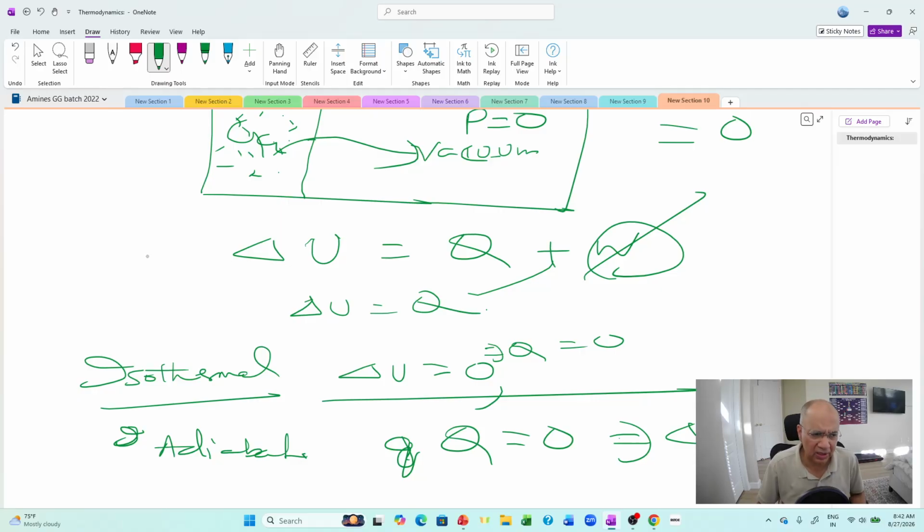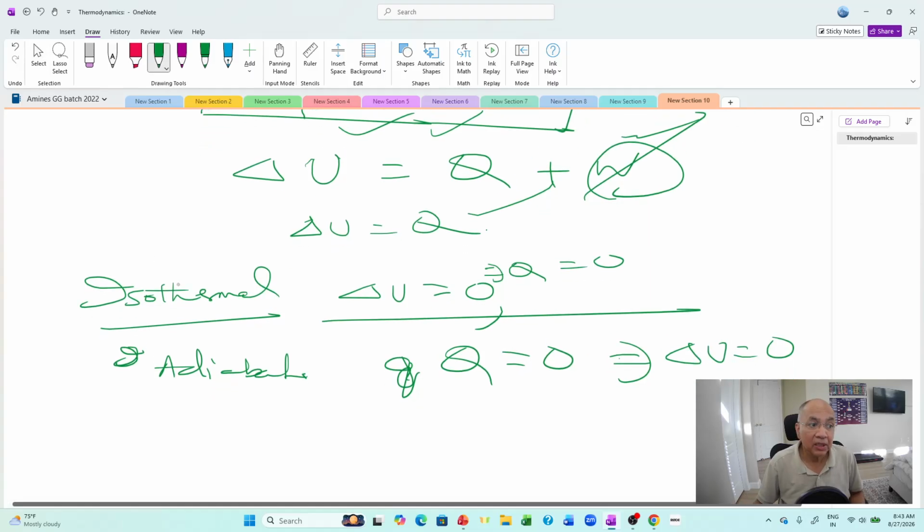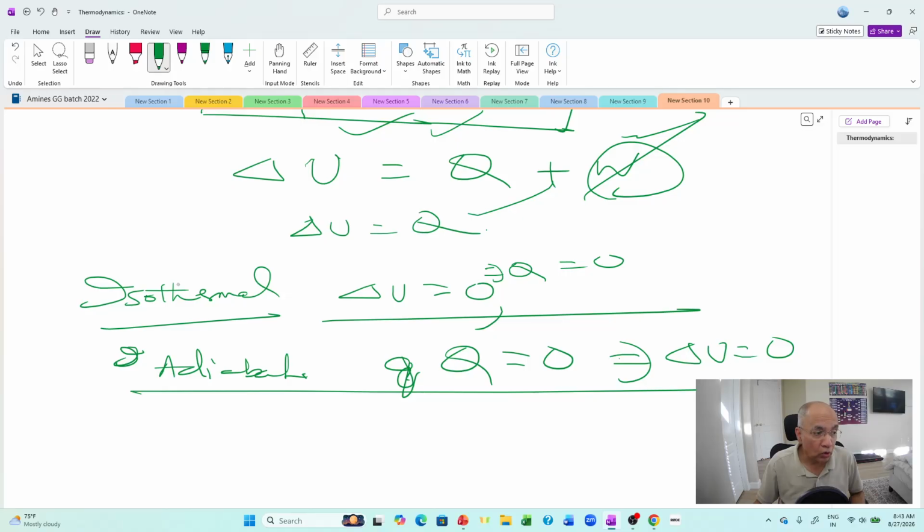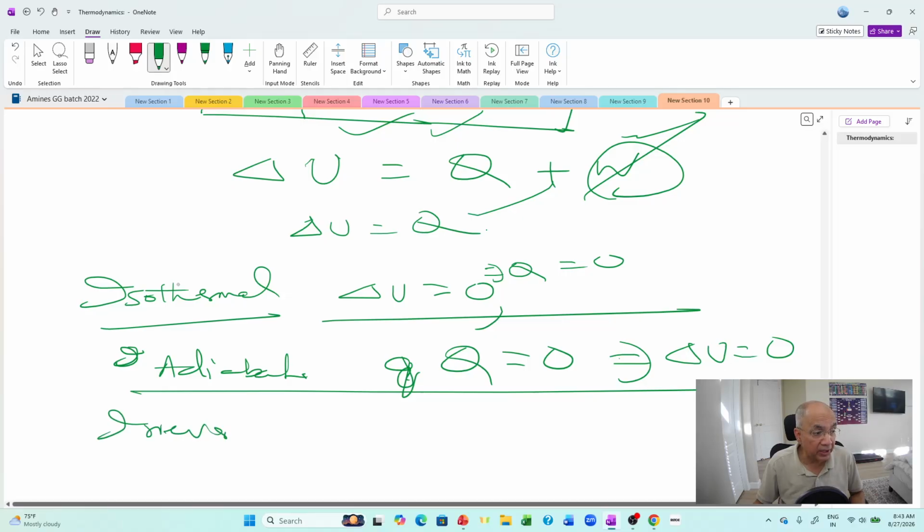Everything is 0. Work is 0. Q is 0. Delta U is 0. This is 0. This is 0. But something will happen. Later on we shall know that in an irreversible process, I am telling you, in an irreversible process, particularly a fast process, there is an increase in entropy.